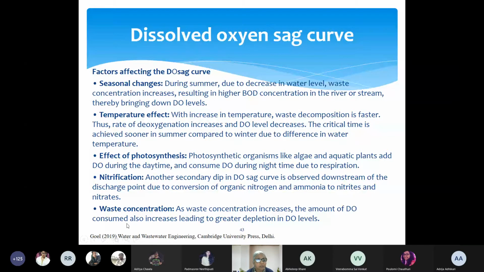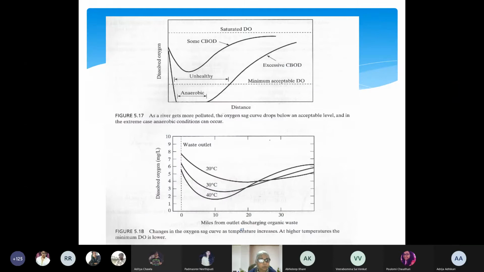I've already mentioned that waste concentration is another major factor. So if you have high amounts of organic loading, which means waste concentration is much higher, the amount of DO consumed will also be higher. And because of that, again, you will get the critical point at a much sooner time point or distance point compared to another case. So this is what you might expect.